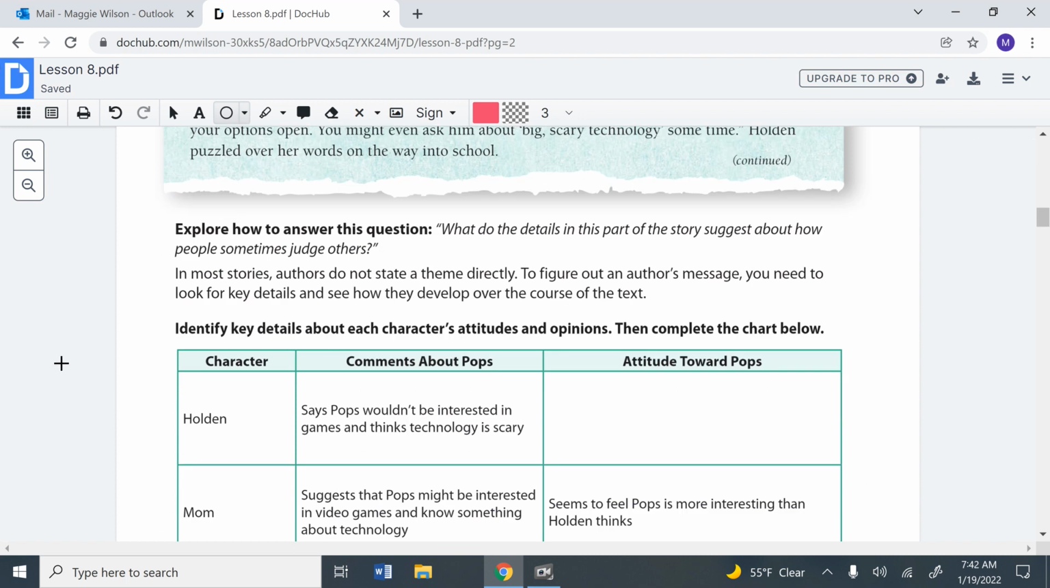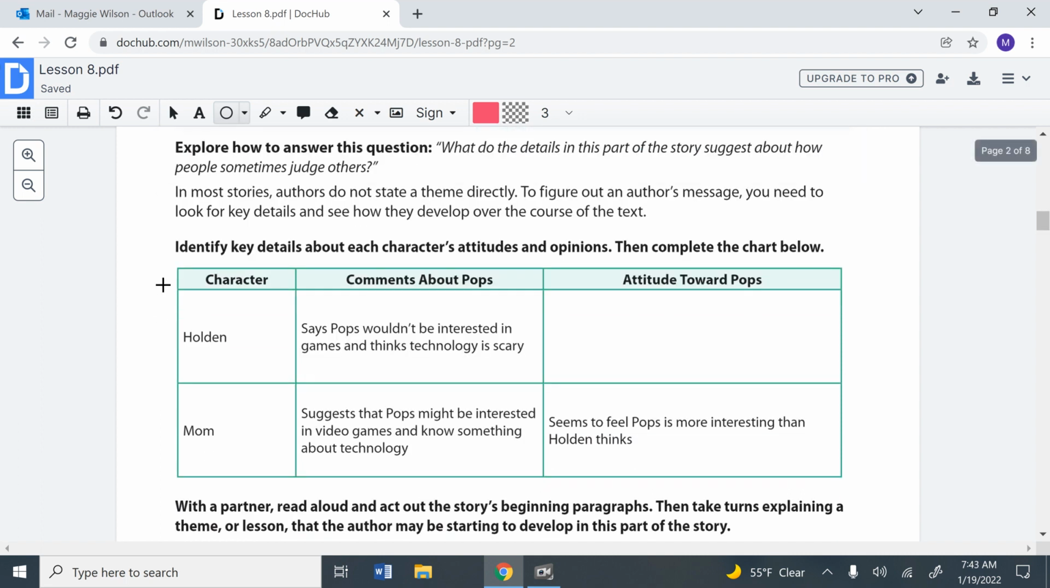What do the details in this part of the story suggest about how some people sometimes judge others? In most stories, authors do not state a theme directly. To figure out an author's message, you need to look for key details and see how they develop over the course of the text. So it says, identify key details about each character's attitudes and opinions, then complete the chart below.